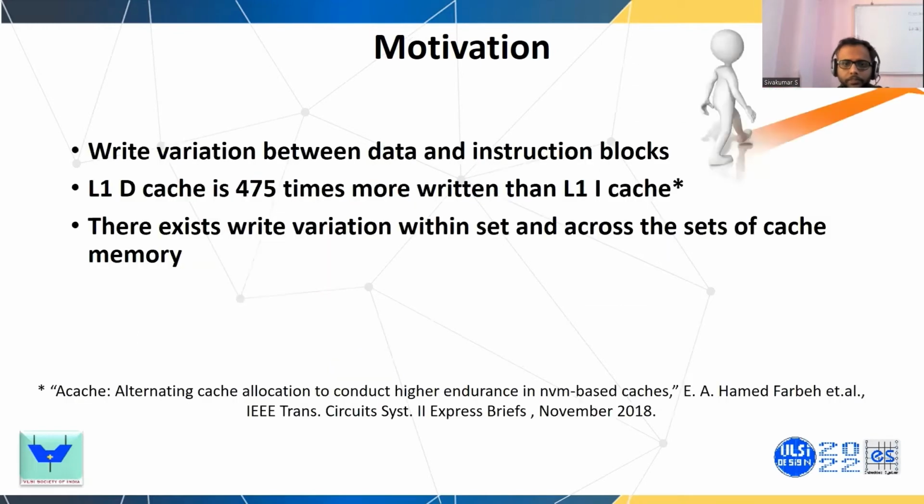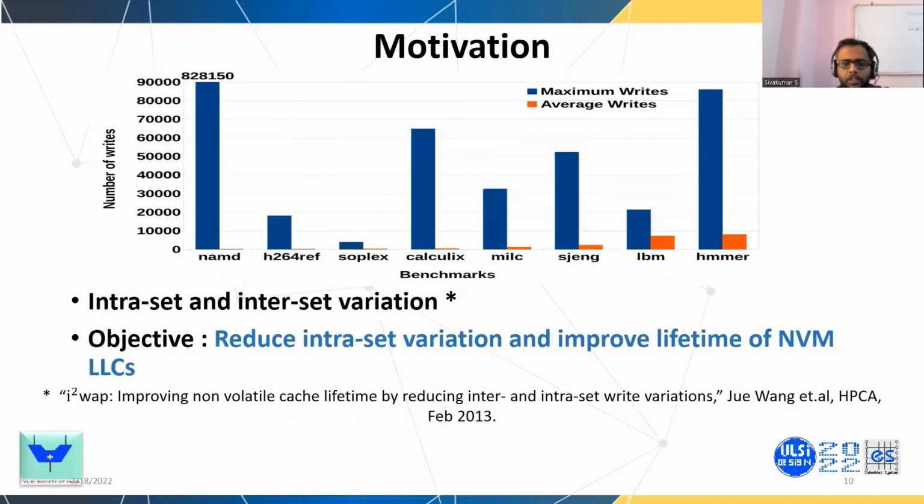caches. The experimental studies show that there is a significant write variation between data and instruction blocks. In case of unified L2 cache, we have write variations across the sets and also within the set. To analyze the write variation, we ran different benchmark workloads in a Unicore system in Gem5. These benchmarks are taken from the SPEC 2006 workload suite. As shown in the graph, we found that there is a considerable difference between average and maximum number of writes in the cache blocks. The write variation that happens within a cache set is called intra-set variation, whereas the write variation that happens across the sets is called inter-set variation.